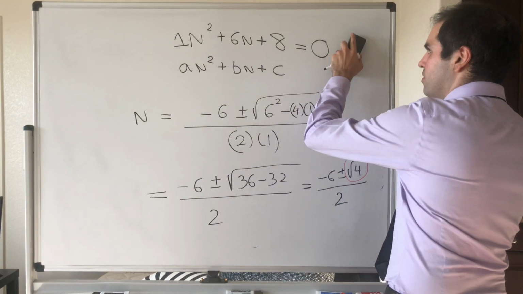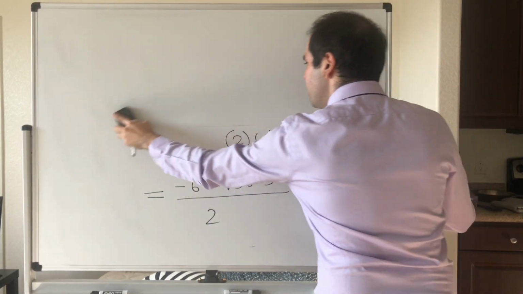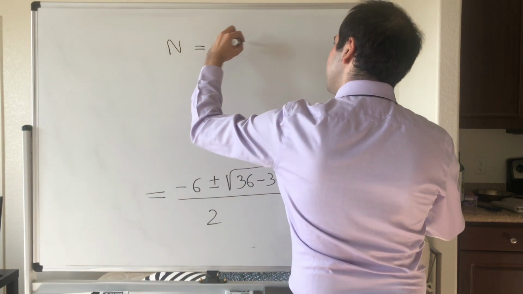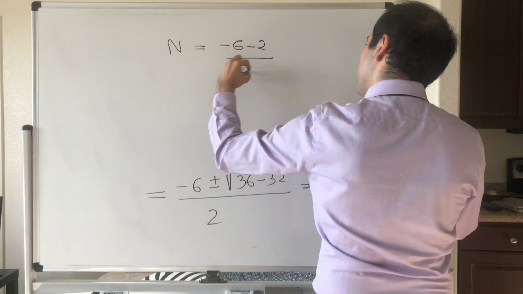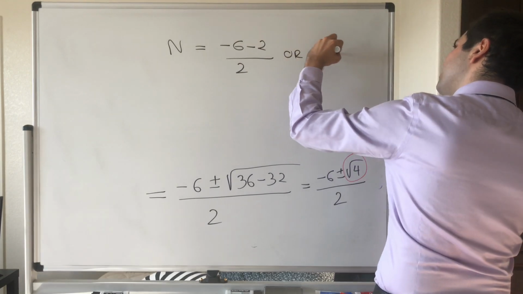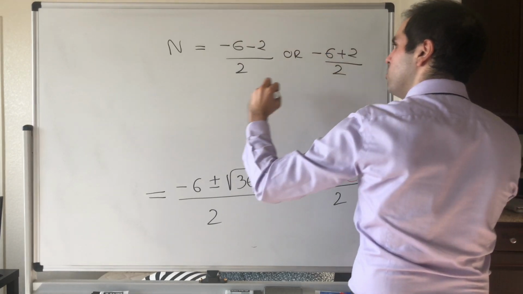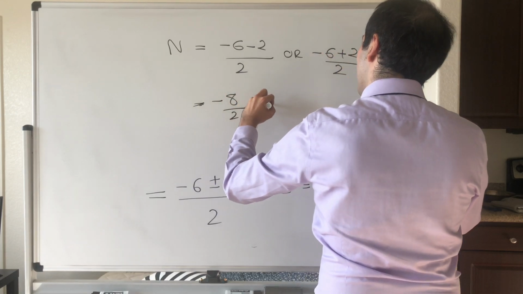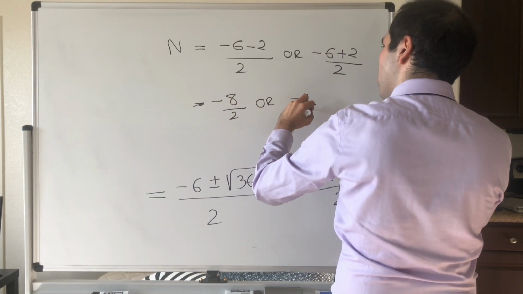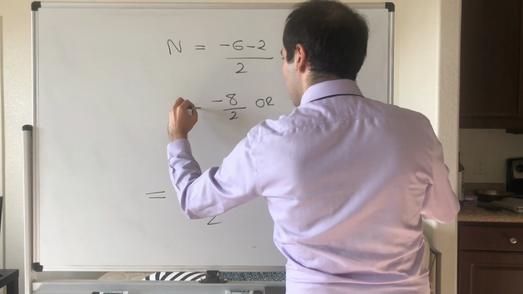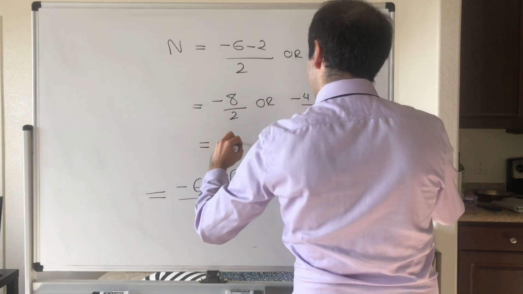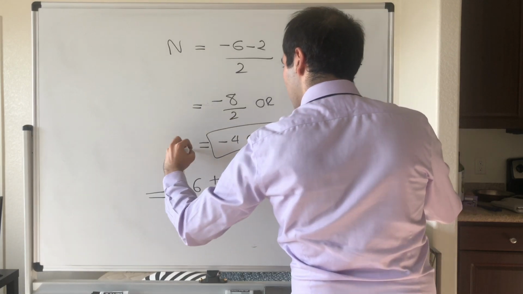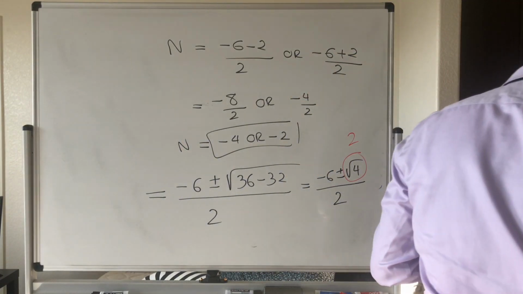So in the end, n is either minus 6 minus 2 over 2, or minus 6 plus 2 over 2. That becomes minus 8 over 2, or minus 4 over 2, and that's minus 4 or minus 2. And I believe those are the solutions to your equation.